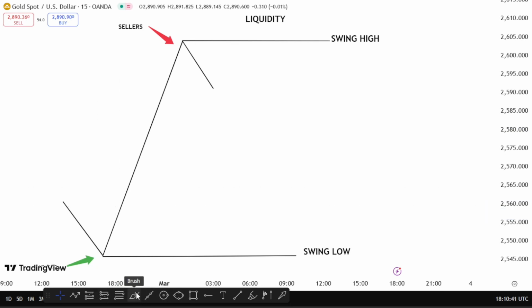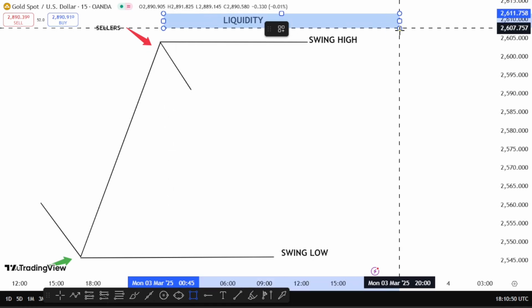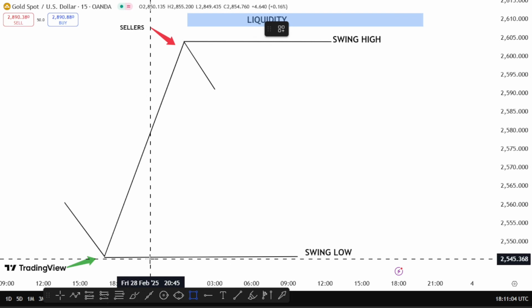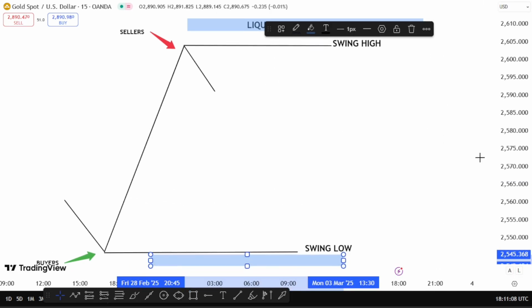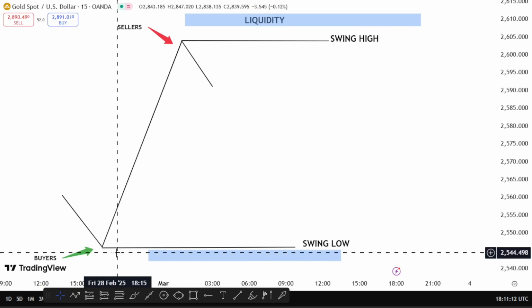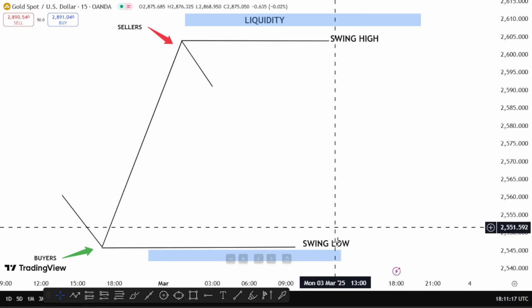We look for a liquidity sweep, all right? Because at this area there are stop losses resting above, and also below here there are stop losses resting below. So below here we have buy stop orders, sell stop orders, and stop losses.